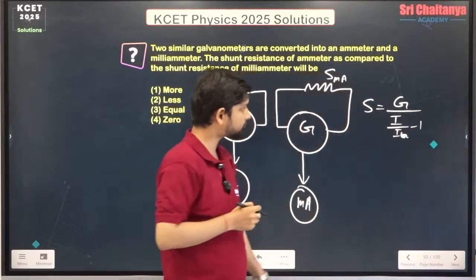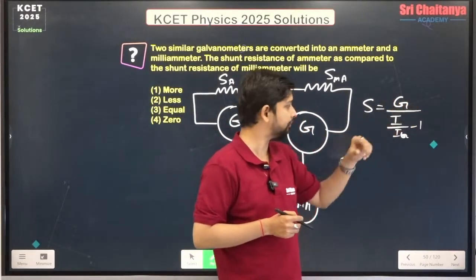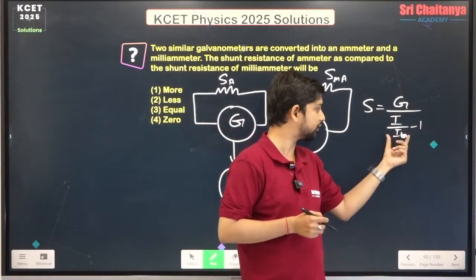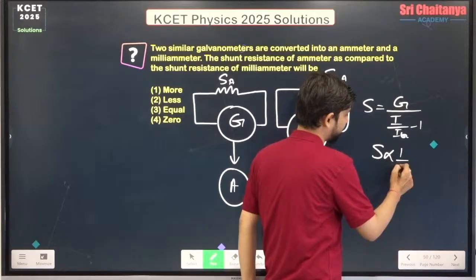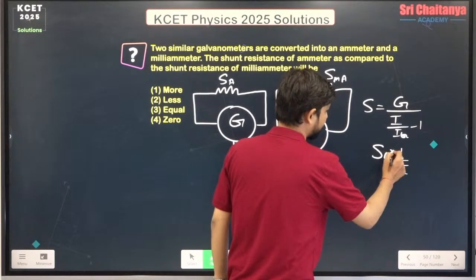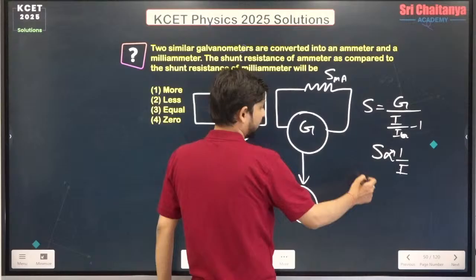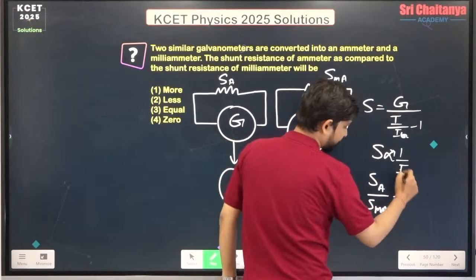So here you can clearly see that the galvanometer resistance G is going to be the same. Ig, the maximum current this galvanometer can have, is also going to be the same. So S is inversely proportional to I. So S of ammeter divided by S of milliammeter is going to be inversely proportional to the current.